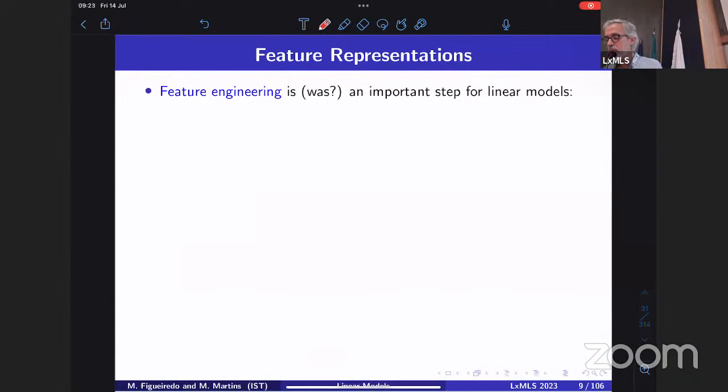I'm going to skip this slide. Okay. What about features?